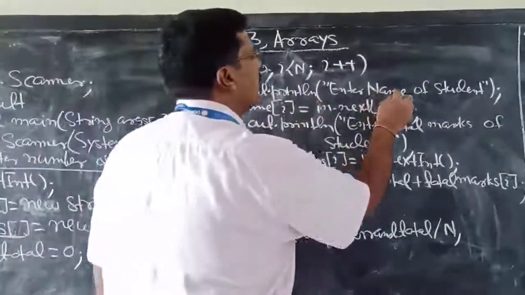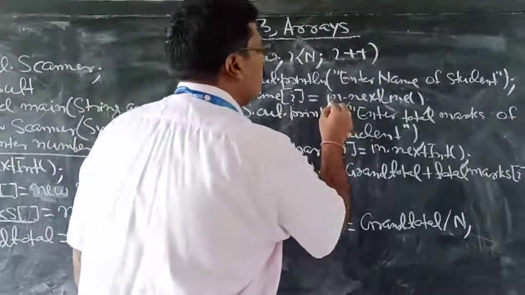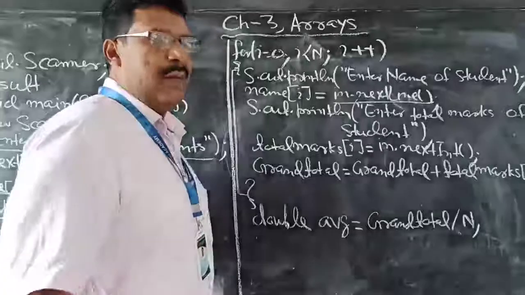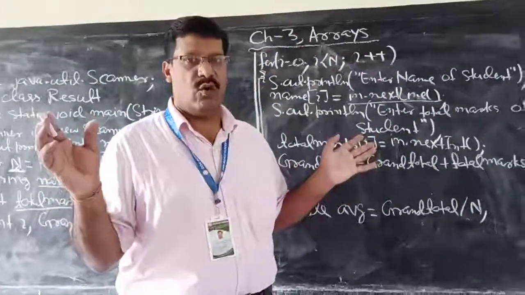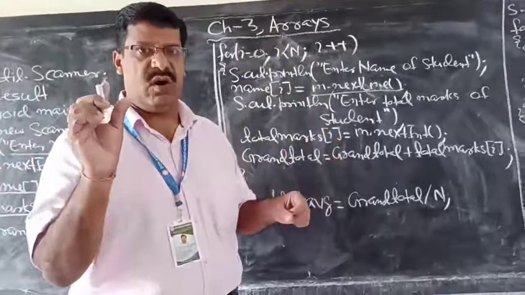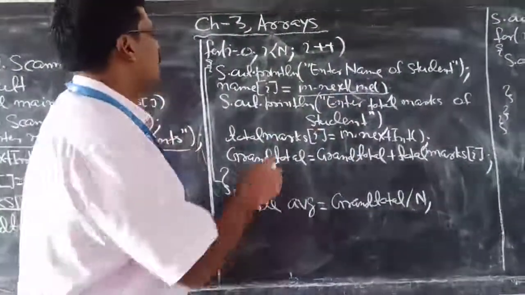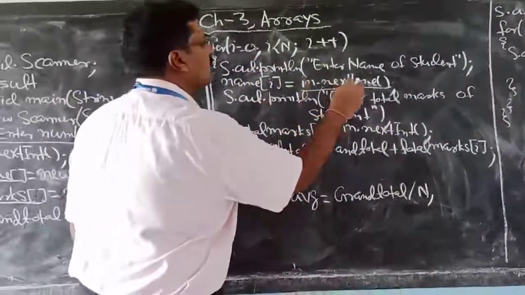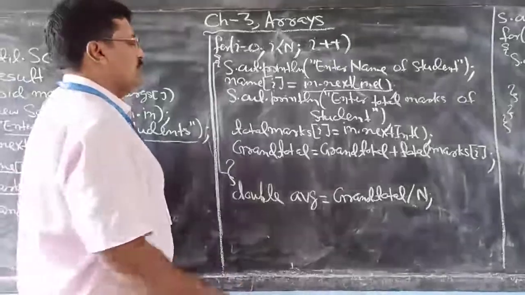System.out.println enter name of students. name[i] equals in.nextLine method. See, we have used the Scanner method nextLine because the name can have more than one word. If it is a single word name, the next method; if more than one word, the nextLine method. So name[i], that is name[0], equals in.nextLine. Whatever name is input is stored at the name[0] place.